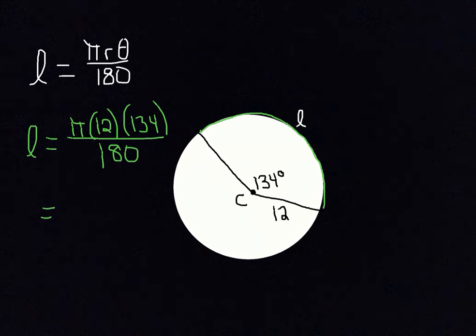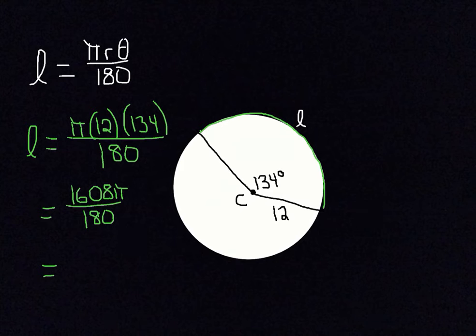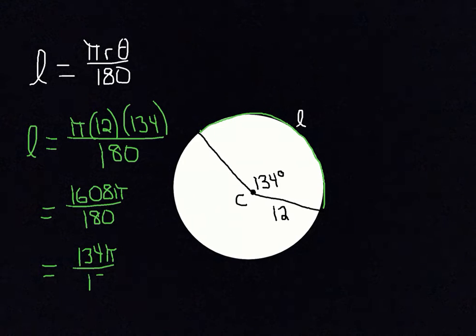That's going to give us 1,608 pi over 180, and we can simply reduce that and get 134 pi over 15. Now, let's just see if that kind of makes sense.